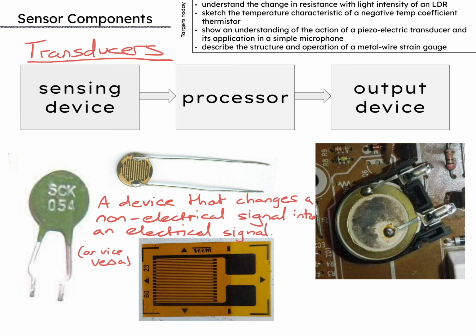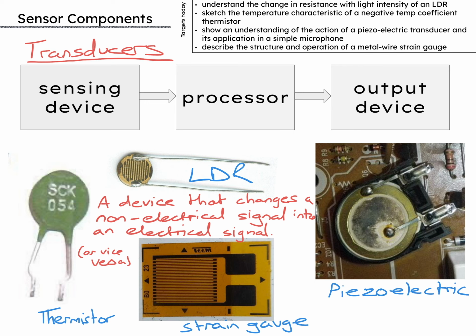Here are some examples. We've got a thermistor, a light-dependent resistor, a strain gauge, and a piezoelectric crystal. The first two should be quite familiar to you, so we'll get those out of the way first in this video. In another lesson video, I'll cover the strain gauge, and then I'll also cover the piezoelectricity in general, so I can focus on them better.